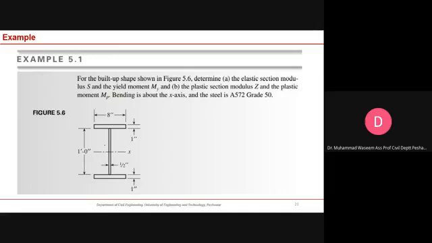Now we have a built-up section, okay? The thickness of the flanges and the widths are the same. Now it is asking you to compute the elastic section modulus and yield moment. Let me write it down. It is asking you to calculate the elastic section modulus and, at the same time, the yield moment.